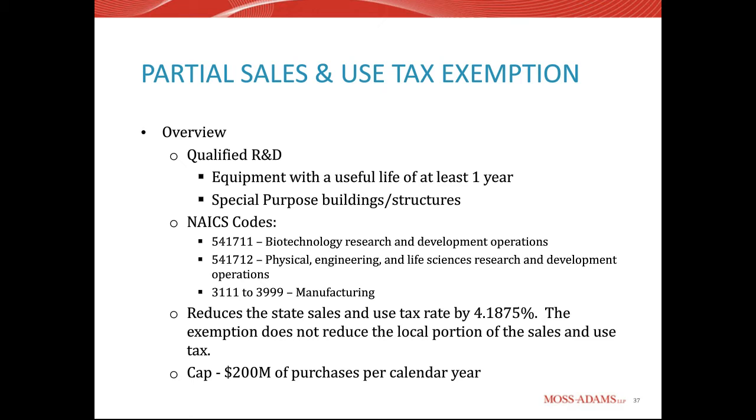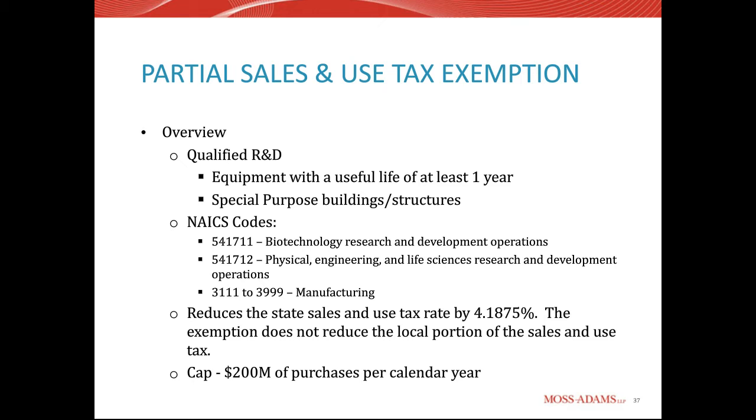The partial exemption can also be used for construction of special purpose buildings or structures, and it doesn't need to be complete construction. So if you're doing remodeling and there's, say, process piping that's used in a qualified activity, that could also qualify. Eligible purchases are capped at $200 million per year.